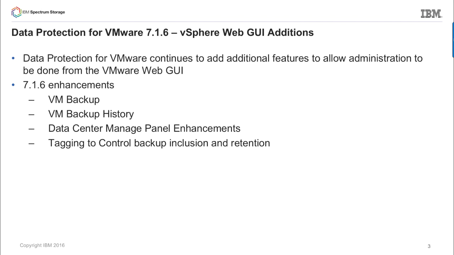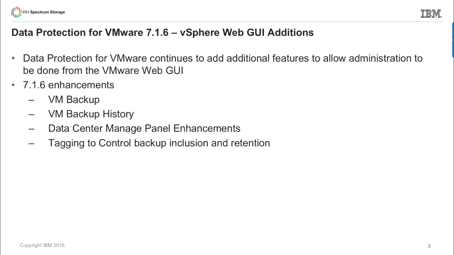So just to get started with Spectrum Protect for virtual environments, data protection for VMware 7.1.6. Our development organization is continually adding features to allow you to do operations from the VMware web GUI. And this version 7.1.6 is really not any different. We have really 4 different enhancements at version 7.1.6.